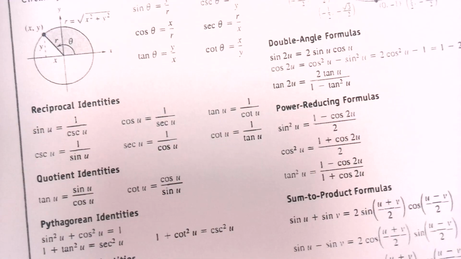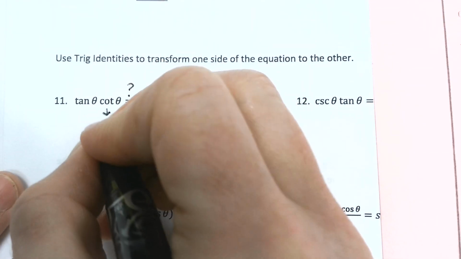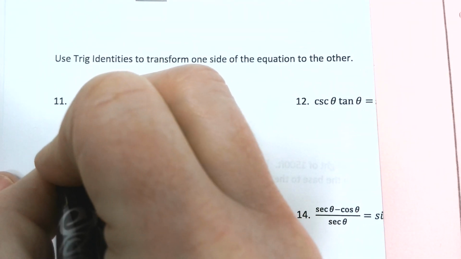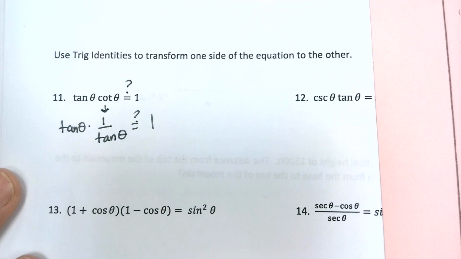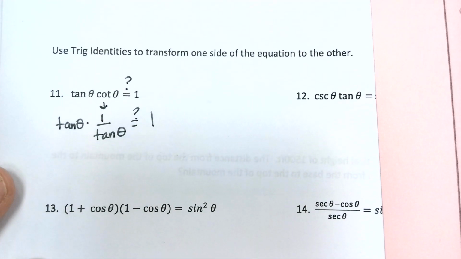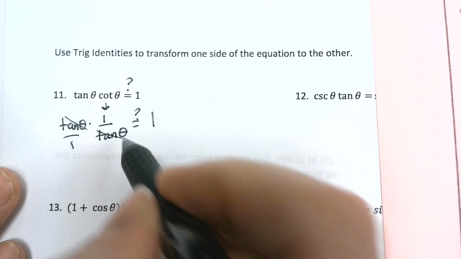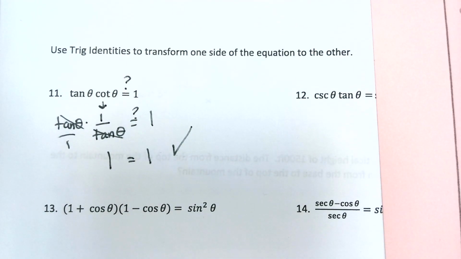If we look at our reciprocal identities, cotan is 1 over tan. So I'm just going to replace this with 1 over tan theta and carry everything else down. And then using simple multiplication, you see that tan theta over tan theta simplifies out and just gives us 1 equals 1. So it is true. So you replace one of the trig ratios with something else that can hopefully simplify out.